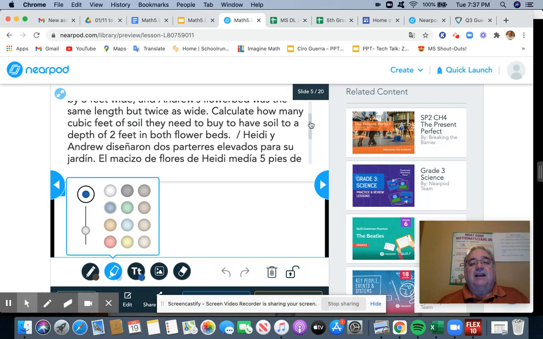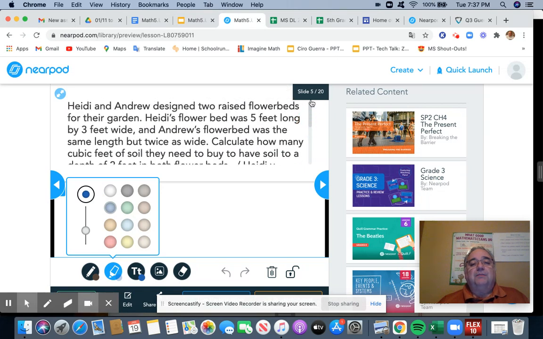Let's go back over here. I'm going to highlight some of the key things that I think we needed to know. Okay, so the first thing we're going to look at is they designed two flower beds. Heidi's flower bed was 5 feet long by 3 feet. So what I would do is highlight this on my paper, 5 feet long and 3 feet wide, because that gives me length times width so far.